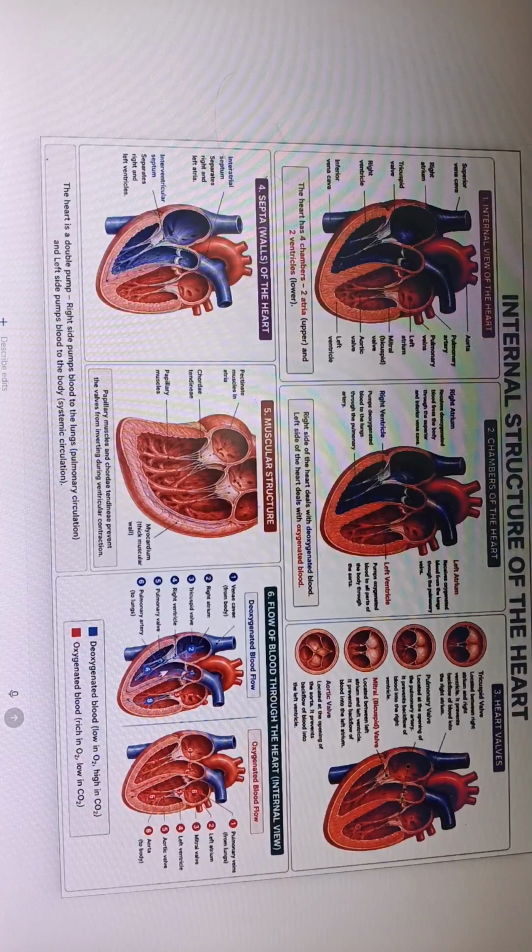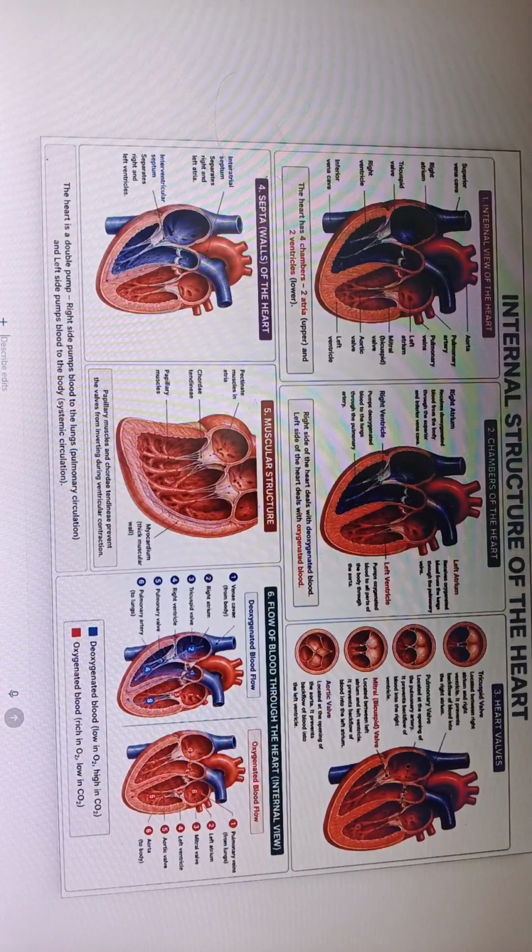Now we will see how blood flows through the heart. This is the superior vena cava. It brings deoxygenated blood from the upper parts of the body, that is the head, neck and shoulder, and pours into the right atrium. And this is the inferior vena cava. It brings impure blood from the lower parts of the body and pours into the right atrium.